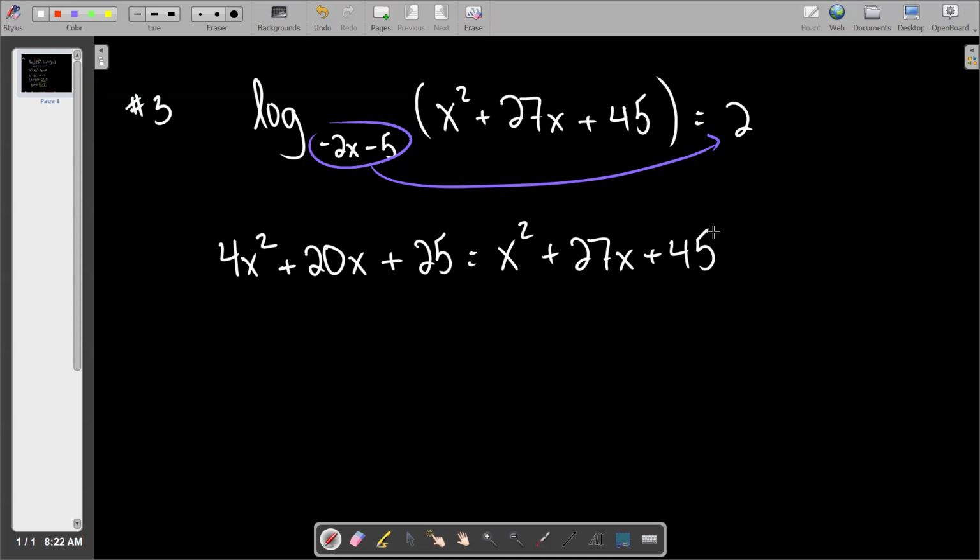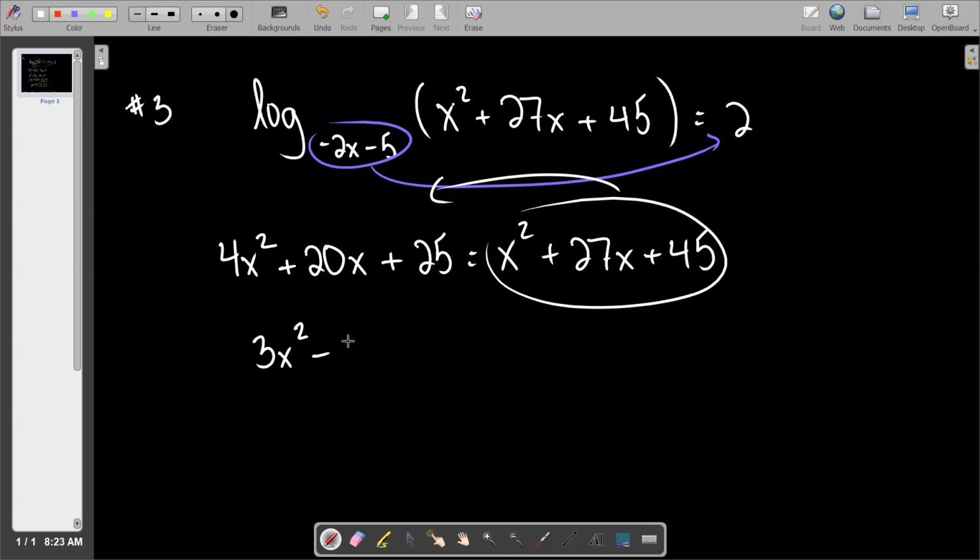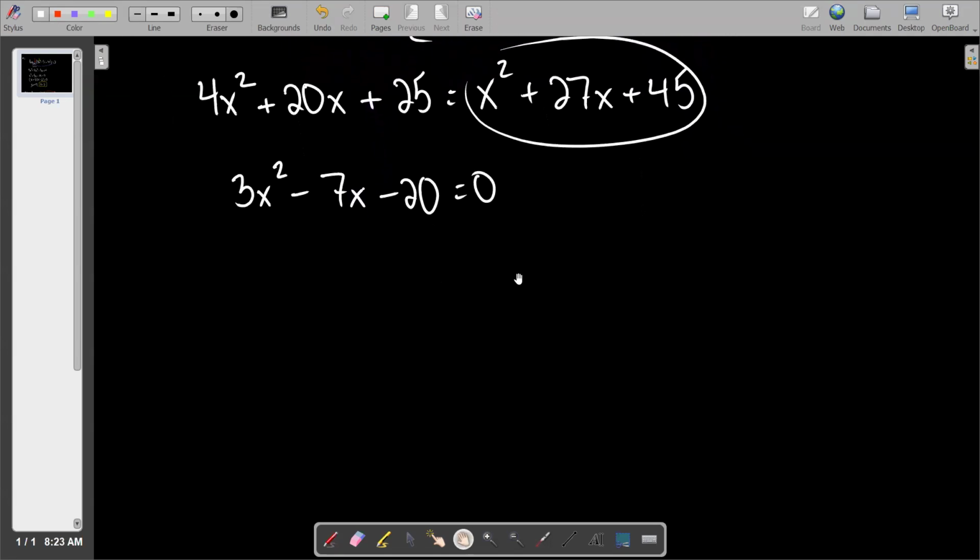Quadratic training kicks in, and we understand that all of this stuff is going to the west. So we're going to wind up with 3x squared minus 7x minus 20. And then factoring kicks in. The factoring is a little bit harder in a case like this, just because you've got a number on your x squared. But the shells, it's not bad.